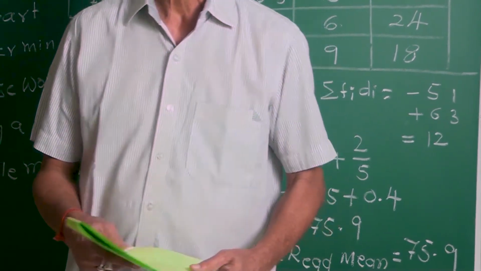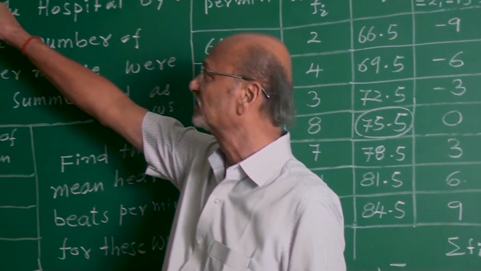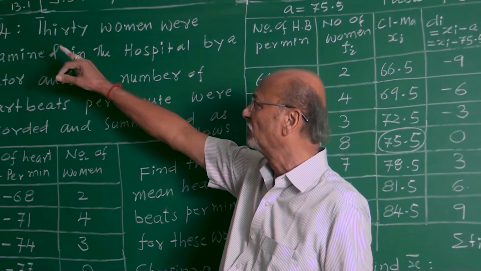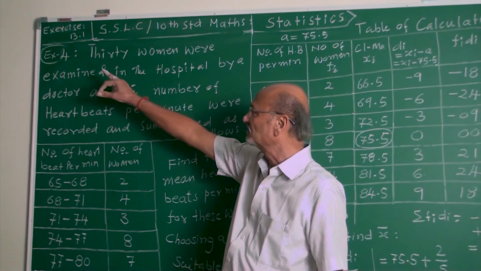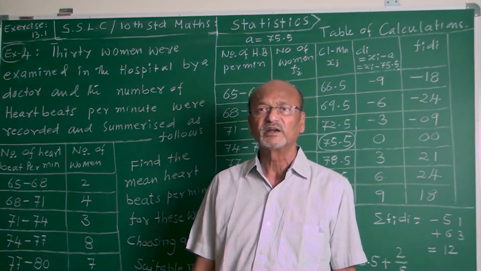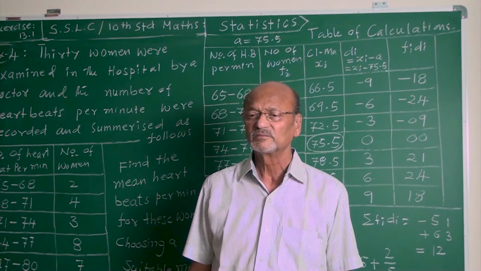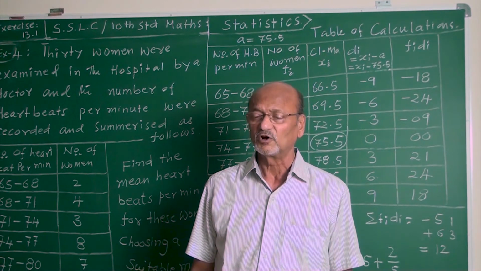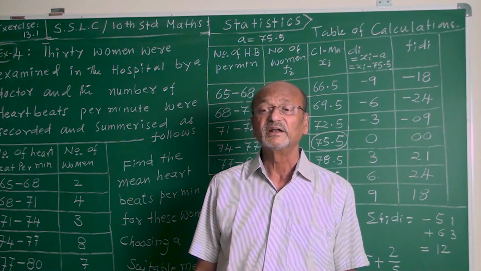These are the 2 examples I have selected from your exercise 13.1. One is example number 2, another is example number 4, my friends. I explained this second method. What is it? Assumed mean method. Already I have explained the direct method.